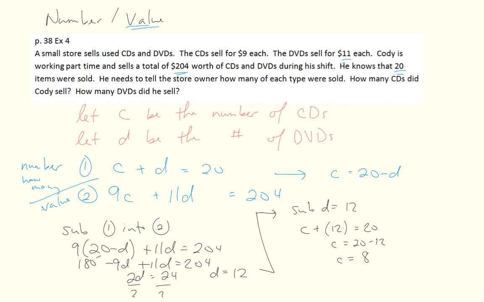So let's double check: how many CDs did Cody sell and how many DVDs did he sell? I think I can cover both of those with a single therefore statement, because I know right here D is for DVDs and C is for CDs. Therefore, Cody sold 8 CDs and 12 DVDs. Okay, so two types of word problems, two different kinds of setups, both that you've kind of seen before and are fairly simple to set up.